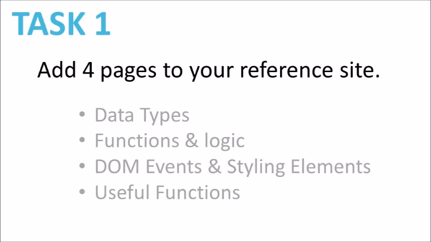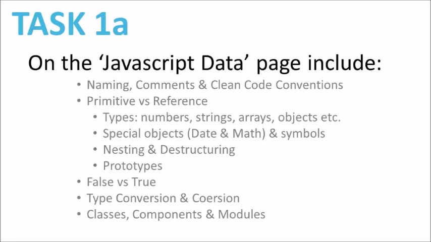Data types, functions and logic, the DOM events and styling elements, and useful functions. On the JavaScript data page include naming, comments, and clean code conventions, primitive versus reference, so types, numbers, strings, arrays, objects, etc., special objects, date and math and symbols, nesting and destructuring and prototypes, false versus true values, type conversion and coercion, and classes, components, and modules.